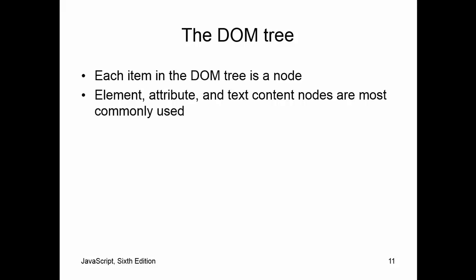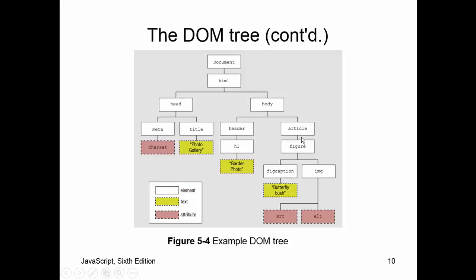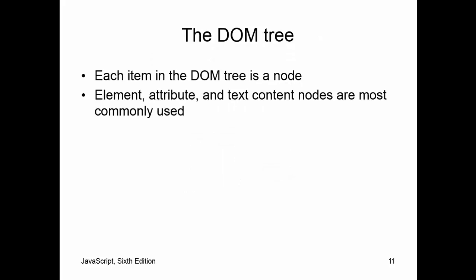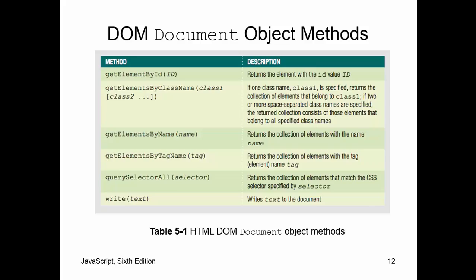So each item in the DOM tree is referred to as a node. Some of these nodes go on. So that's a node, but notice it's got nodes underneath it. But notice at the very bottom, everything that you have either says attribute or it says text. Those are known as leaf nodes, L-E-A-F, because they have no descendants. They're at the bottom of the chain, so to speak. So when the DOM is created, as it says there, the element node, the attribute node, and the text content node are the ones you're going to use almost exclusively.